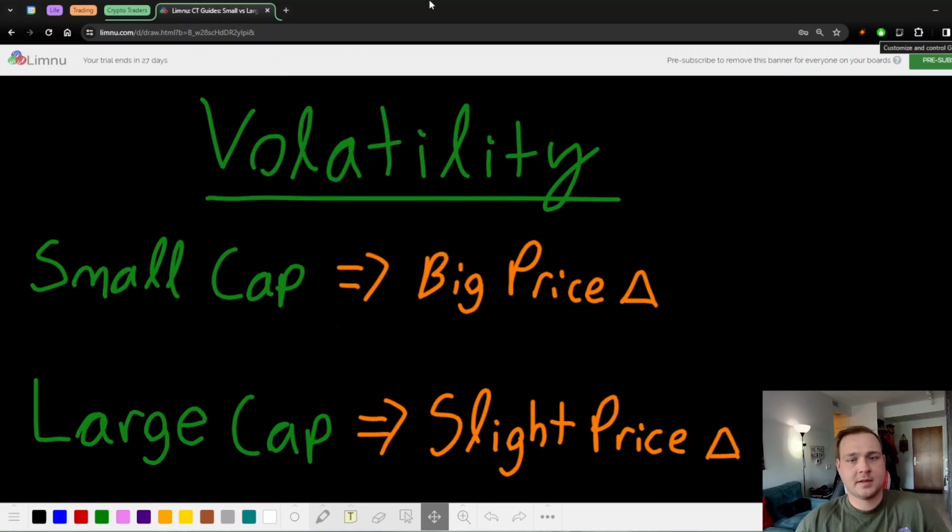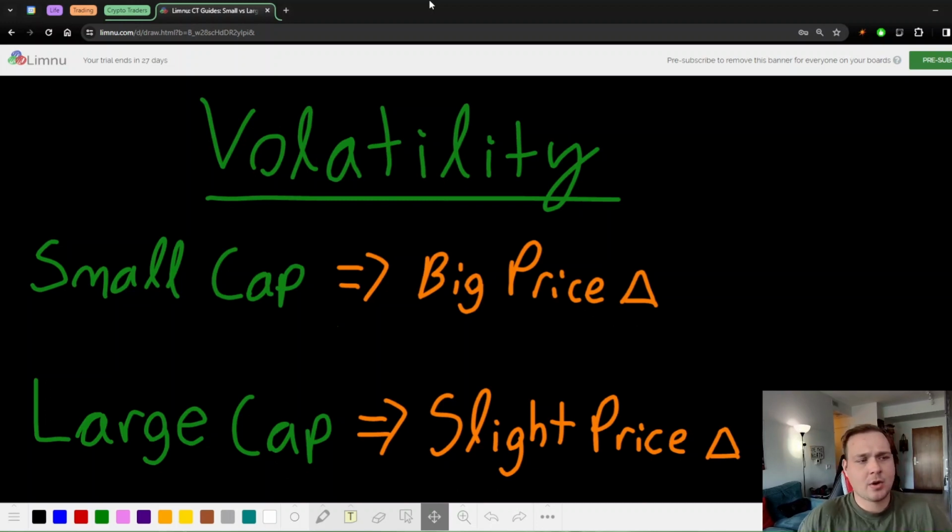Moving on to volatility, for small cap tokens, due to their lower market cap and typically less liquidity, they tend to exhibit higher volatility. So in general terms, that means their prices can move significantly in short periods of time.